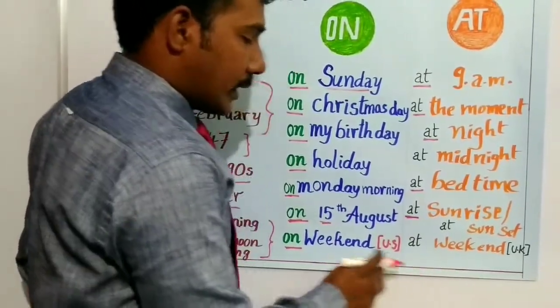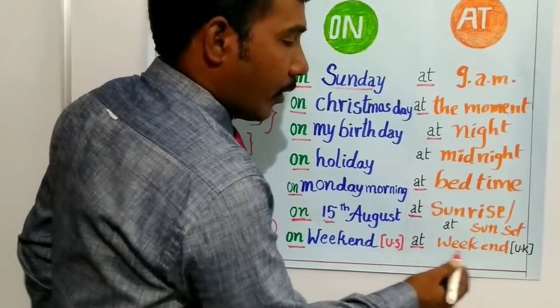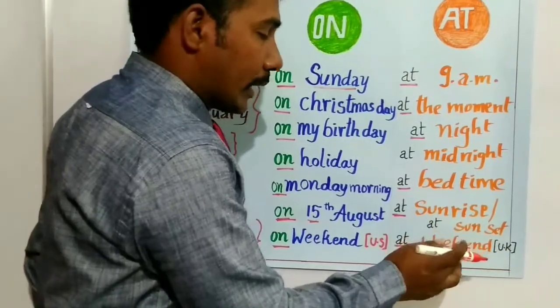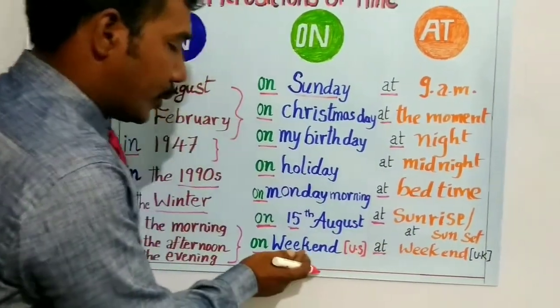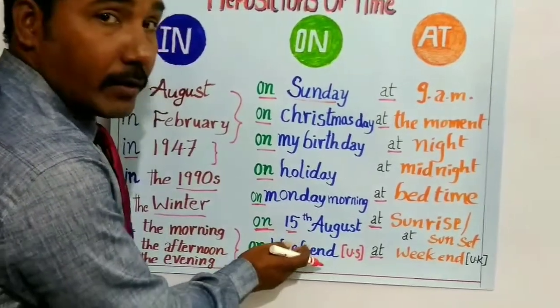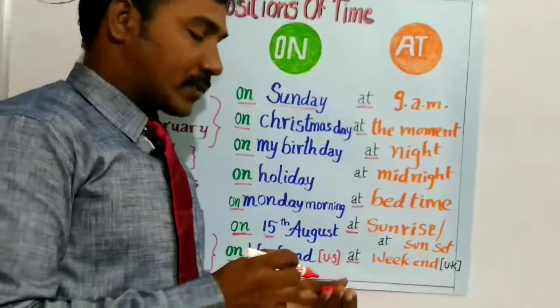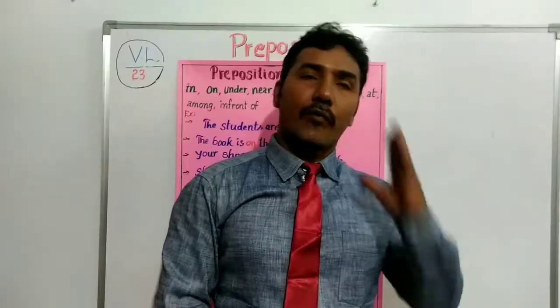And of course here weekend, at weekend. For the UK people, British people can use at before the weekend, but American people use on before the weekend. So there is a slight difference between these two. Friends, let's move on to the next table.